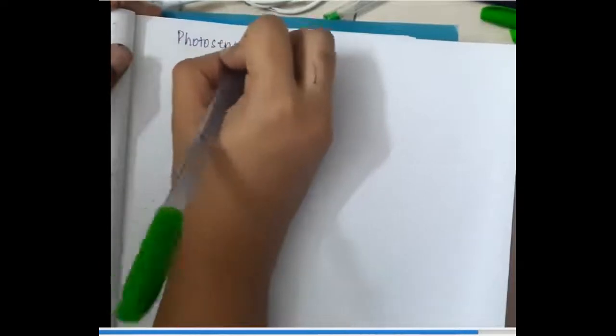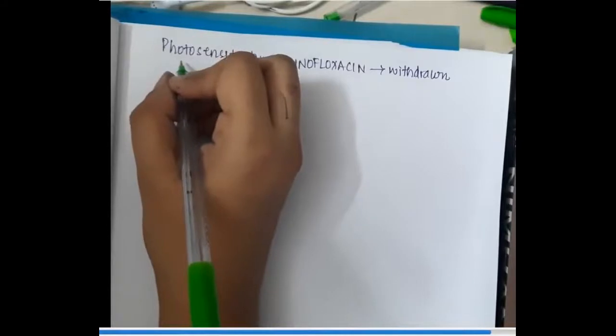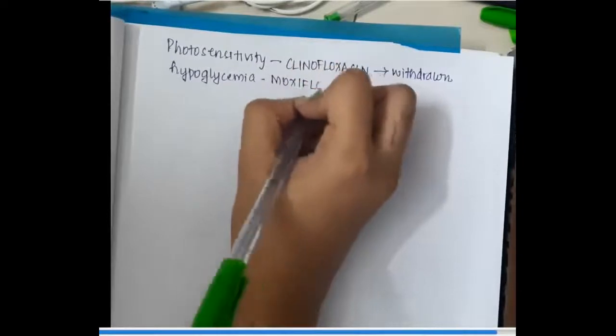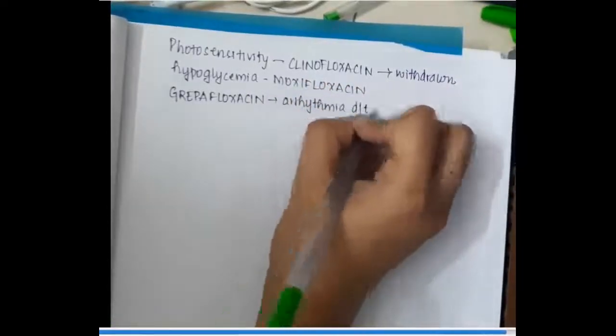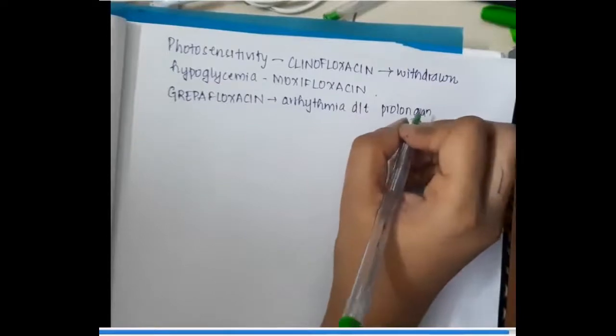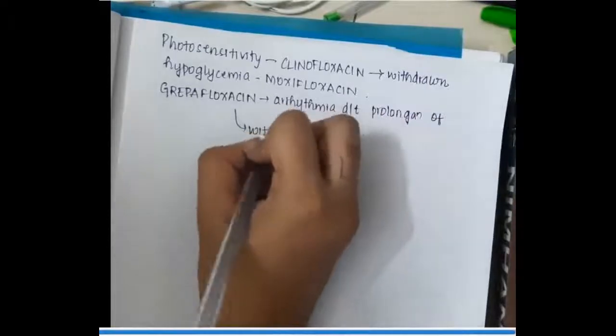Then we have the drug photosensitivity. Photosensitivity is caused by clinafloxacin and thus it is also withdrawn. Then hypoglycemia is caused by moxifloxacin. Then we have grepafloxacin. Grepafloxacin causes arrhythmias mainly due to the prolongation of QT interval. Due to the prolongation of QT interval, it causes arrhythmias. Then this grepafloxacin is also withdrawn.